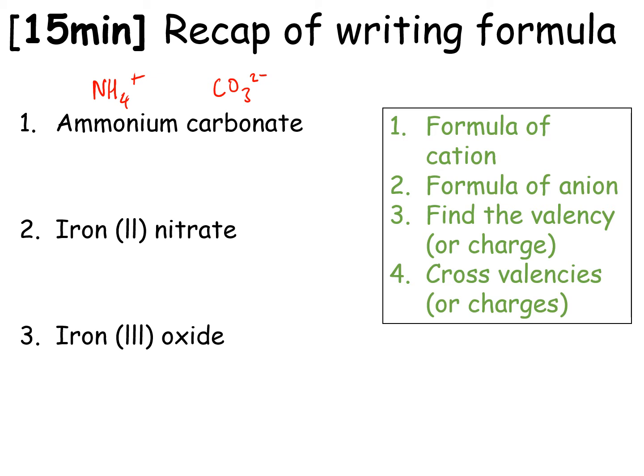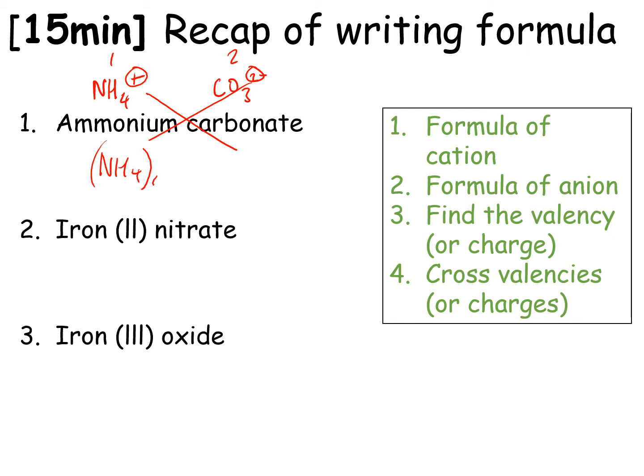And then you can find the valency or the charge, and then cross the valencies or charges to find out the multiples, the ratios that these two ions interact with each other. So you've got 1 here and then 2 here. The valency here is 1 and the valency here is 2, because the charge is 1 on the ammonium and 2 on the carbonate. If you cross those valencies, that tells us how many of the other ion we're going to have. So we have 2 of your ammonium ions, so NH4.